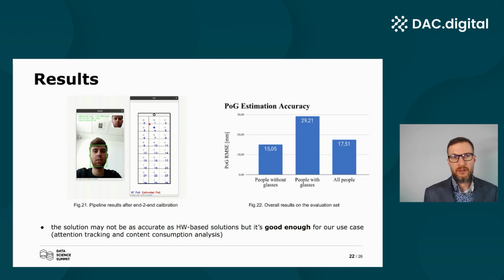On the right side, you can see some numerical results on our proprietary evaluation dataset of 50 randomly selected test subjects. You can see that our solution works best for people that don't wear glasses due to frequent reflections that appear on glossy surface of the lenses. On average, we get around 17 millimeters accuracy across all evaluated test subjects. This solution may not be as accurate as hardware-based solutions, but it's good enough for our use case, which is overall attention tracking and content consumption analysis.